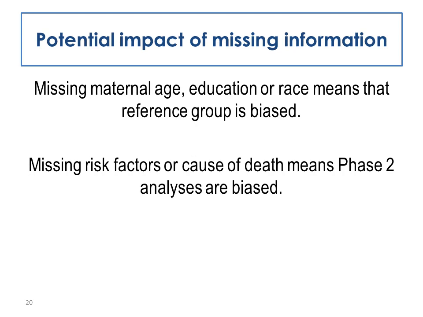So as you could surmise, there is an impact of missing information, and so of course, like I mentioned, it biases the reference group, and then it also can bias your phase 2 analysis. If you have missing information on cause of death or missing information on certain risk factors, that can change the prevalence that you get when you're calculating the PARs.